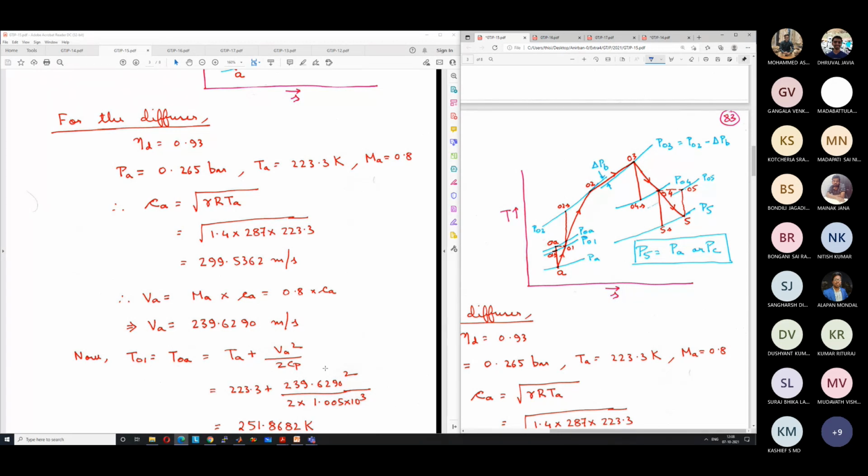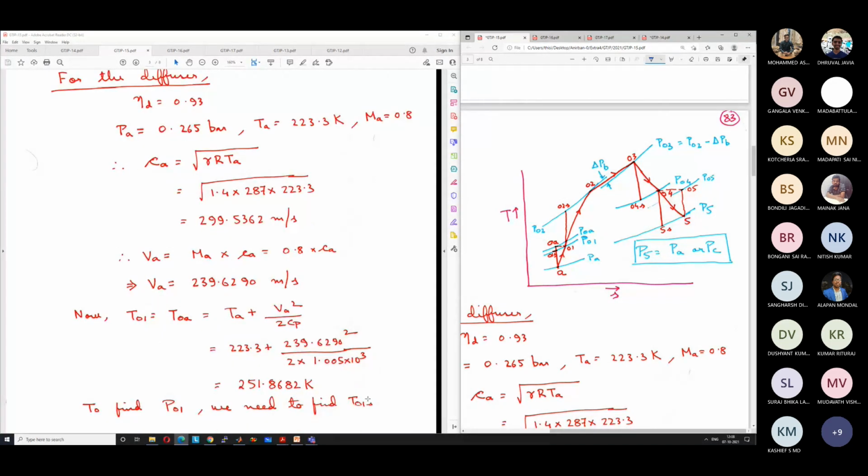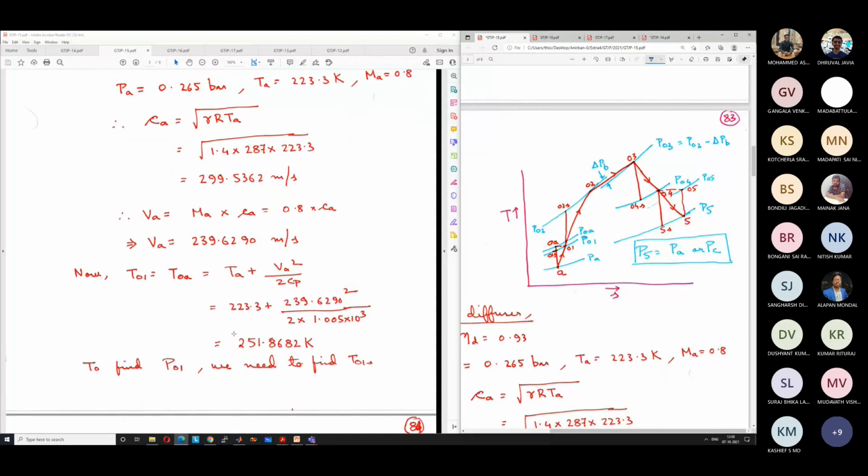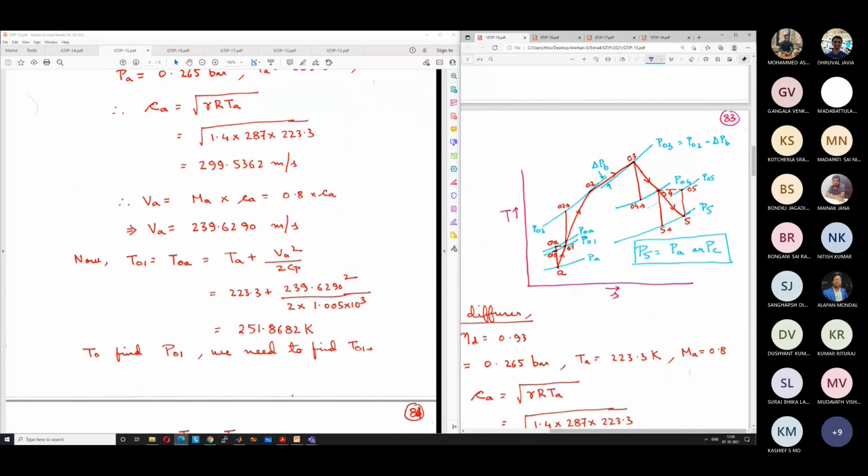TA is 223.3 Kelvin plus VA square, where VA we have calculated as 239.62, divided by 2CP. CP is 1.005 into 10 to the power 3 joule per kg Kelvin. So this gives us T01 as 251.8682 Kelvin. So we have found T01. We have to find P01 also, because then we will be able to find P02 from the compressor pressure ratio.